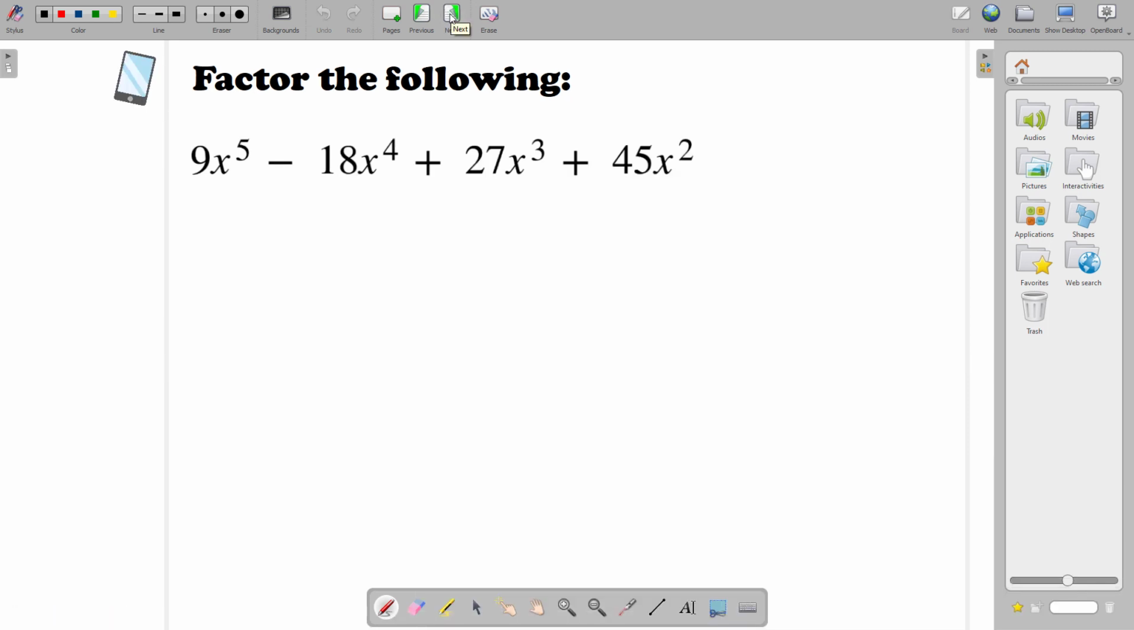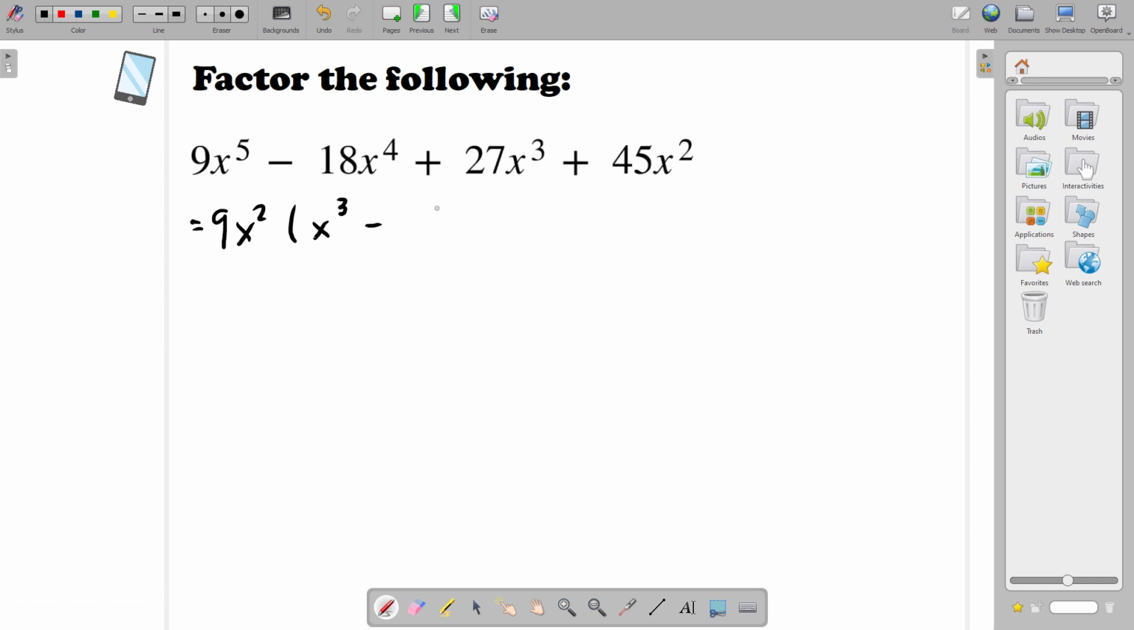All right, let's take a look at this one. So this time we need to look at all of these terms, the 4 terms, and we can see that we can take an x squared out, but let's see, I've got a 9, 18, 27, 45. I can divide out a 9 out of all 4 of those and an x squared. So if I divide out a 9 from, or 9x squared from 9x to the 5th, I get x cubed, because 9 times x squared is 9x to the 5th.